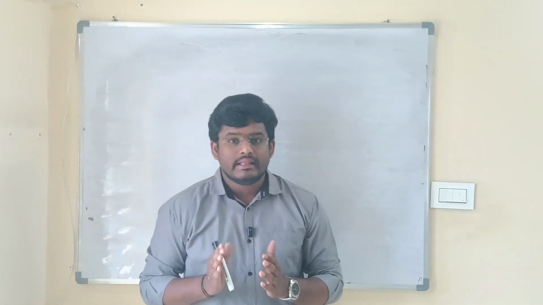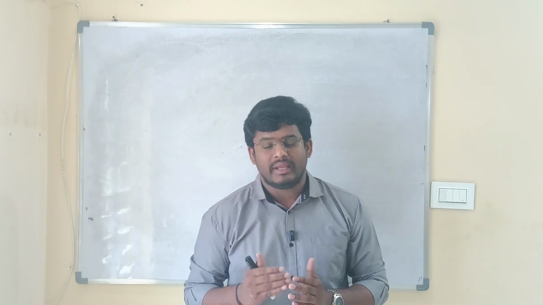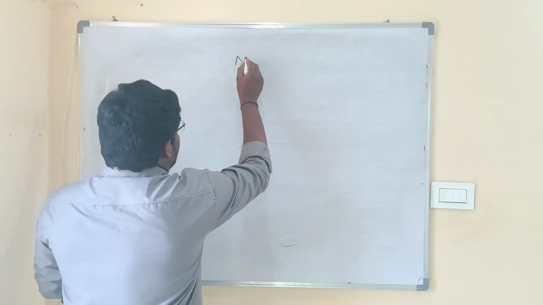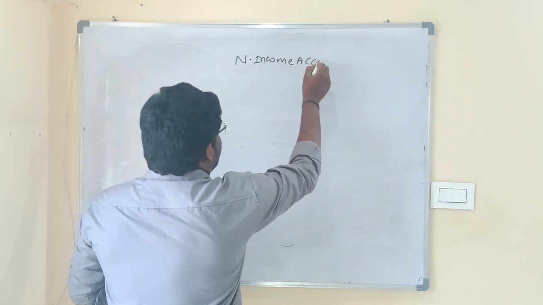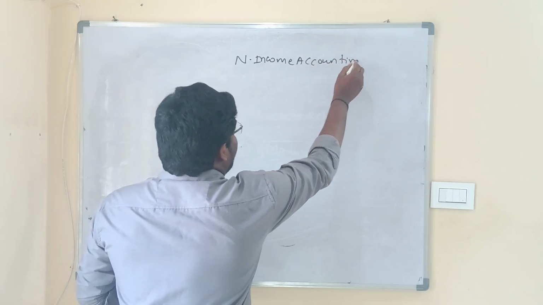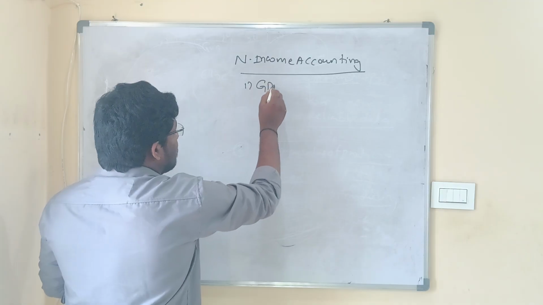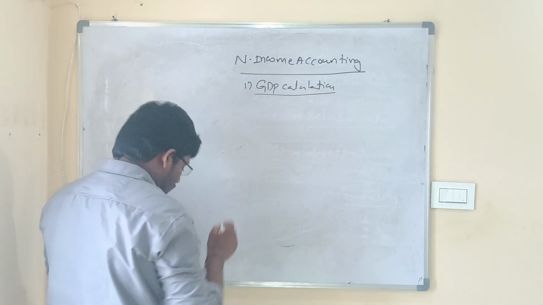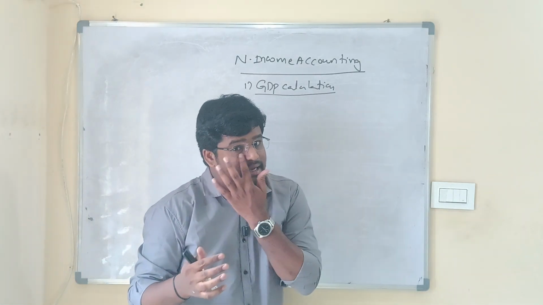Hello friends, in this video we are going to continue the topics connected to the national income accounting chapter. Friends, we have discussed many concepts connected to this chapter. In fact, in the last video we discussed the topic of GDP calculation in India. I have told that it is the National Statistical Office which calculates GDP in India.